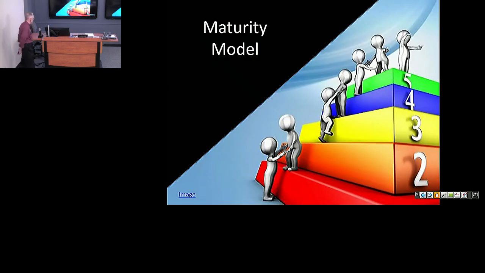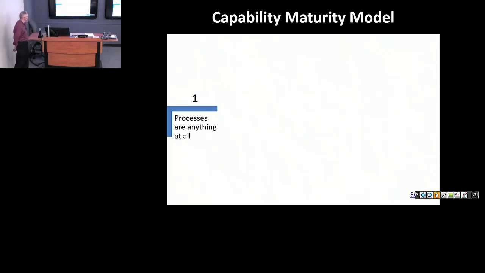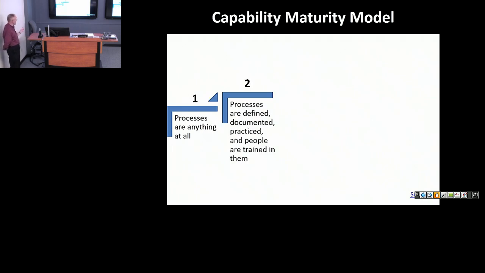And then we talked about the process maturity model. You can find literature on this, and it typically has five levels. Level one: processes can be anything at all. So in our marketing efforts in my companies, it could be anything at all. This person did it this way, this person did it that way. Customer service, we didn't even have a script for how people answered the phone. So we didn't have processes. Would it have been better if we had had processes? Absolutely. Secondly, then, processes are defined, documented, practiced, and people are trained in them.